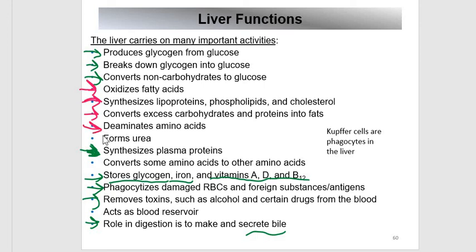It deaminates amino acids. Excuse me, pardon me. Deaminates amino acids. What that means is it takes amino acids, which we know have a carboxylic acid group, an amino group, and a carbon chain. Deamination means you're pulling the amino group off. And why do you need to do that sometimes? Sometimes you need to do that to send that carbon skeleton into the cellular respiration process. So that's important. And what happens to the amino group?